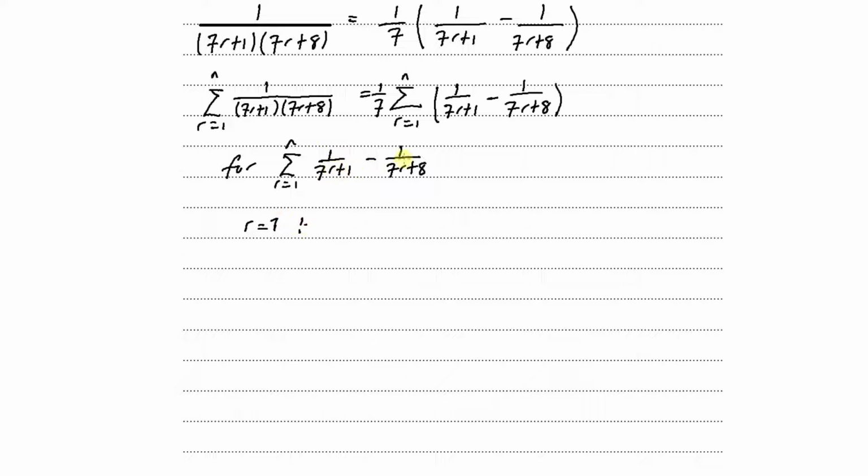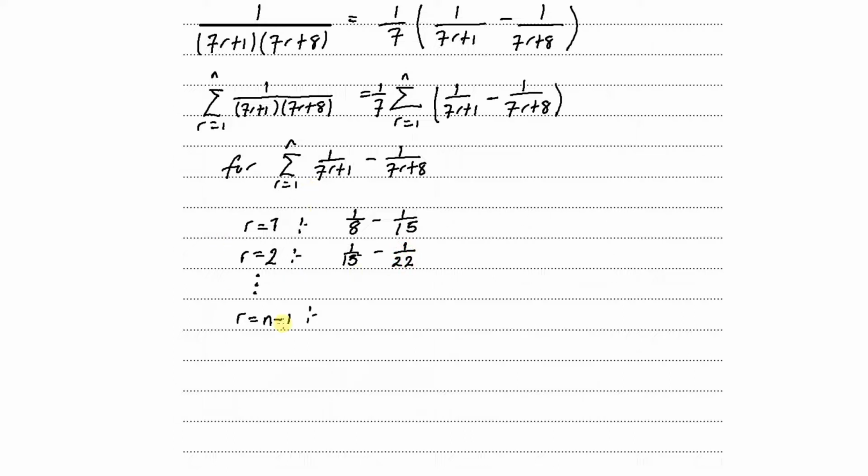So if we substitute 1 into this, we are going to get 1 over 8 minus 1 over 15. And then the second term in the series will be when r is equal to 2. And when r is equal to 2, that will be 1 over 15 minus, and r is equal to 2 here, we get 1 over 22.